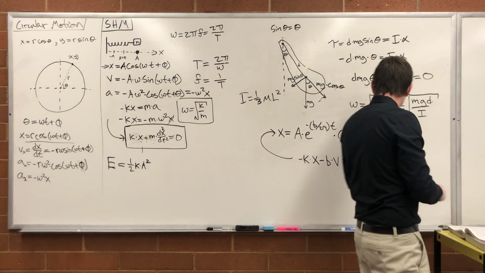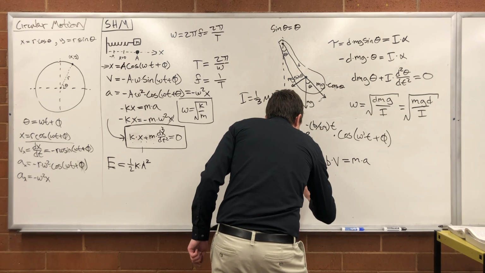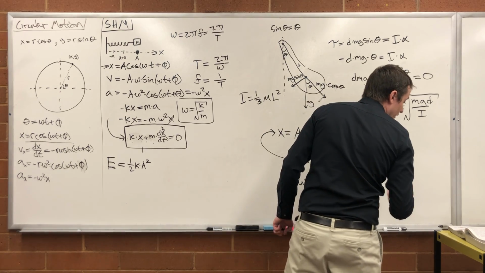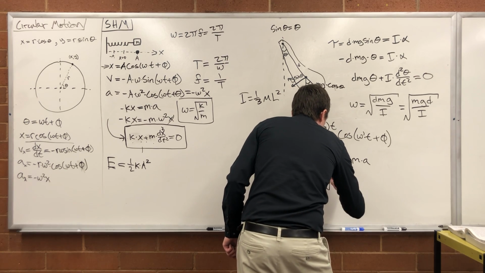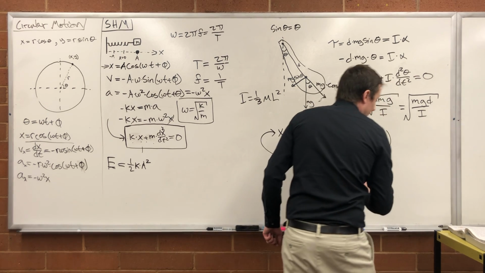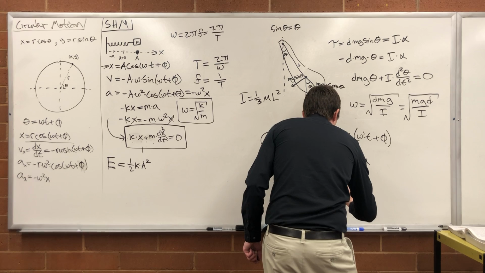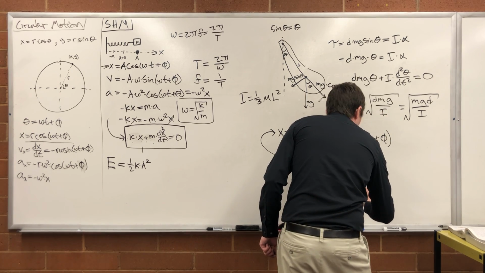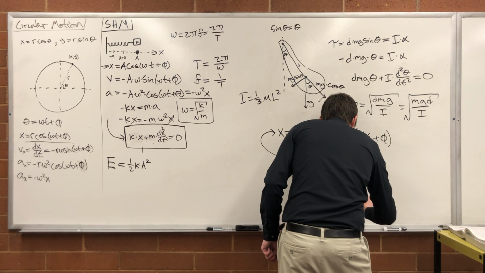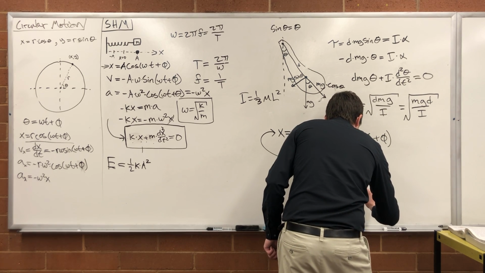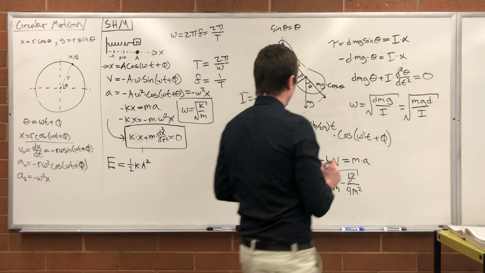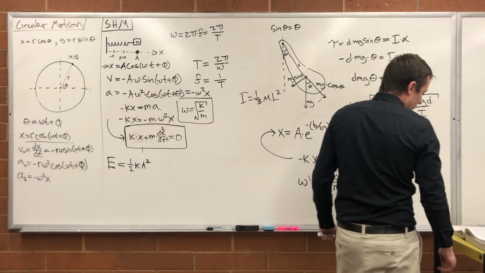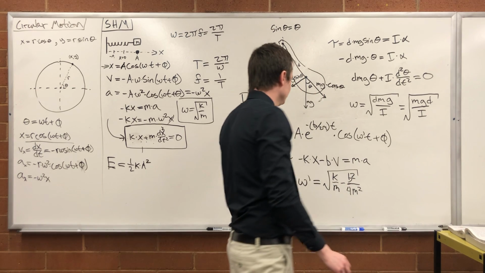So that's just a consequence. And your omega prime, if you were to find your omega prime, it's actually going to be equal to the square root of k over m minus b squared over 4m squared. 4m? 4 times m squared. Why is it 4m squared?